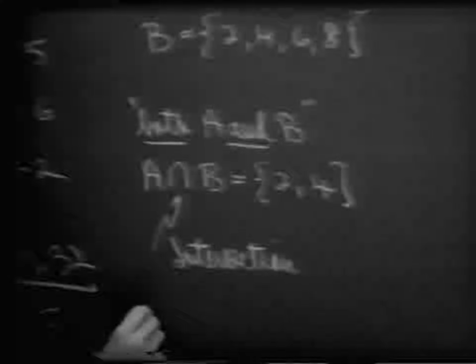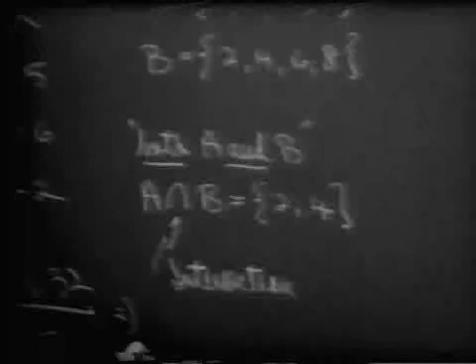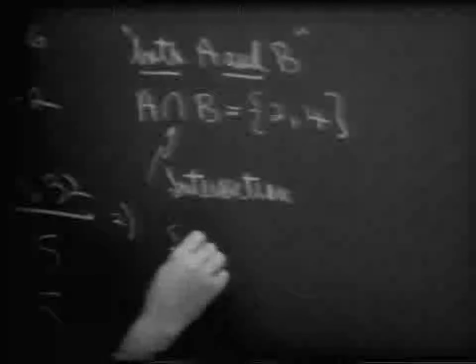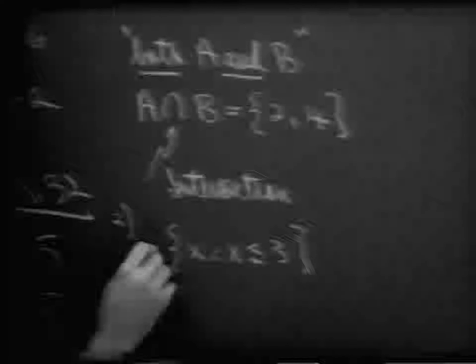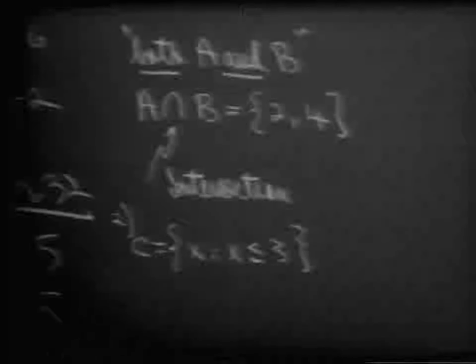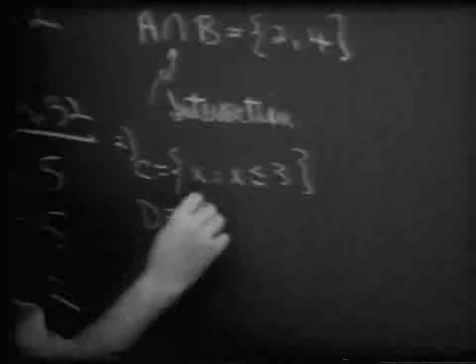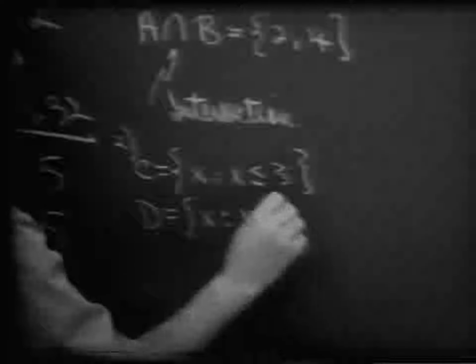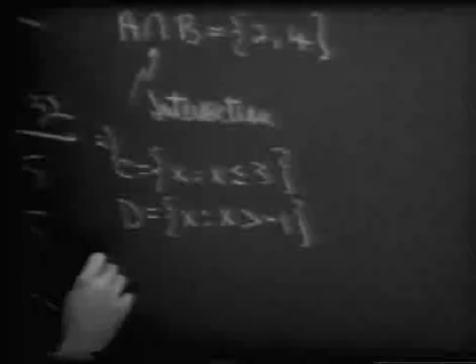Let's look at another example. If this were example 1, let's talk about example 2, in which we have the set of all x's such that x is less than or equal to 3. Let me decide to call it C. And then let's call some set D the set of all x's such that x is greater than -1.